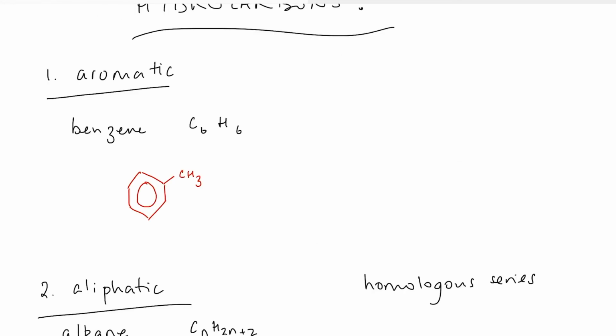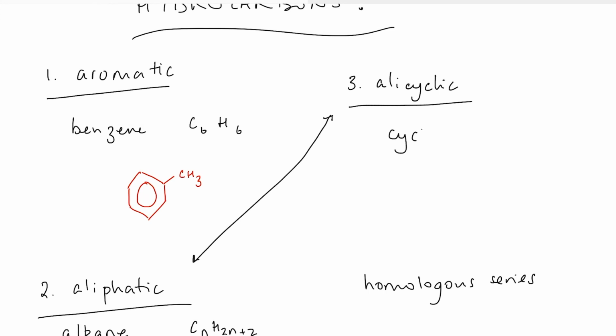And finally, our third classification. So first was aromatic, second was aliphatic, third is alicyclic. And alicyclic hydrocarbons are essentially aliphatic ones that are being used to form a ring system. So our simplest one is, for example, cyclohexane.